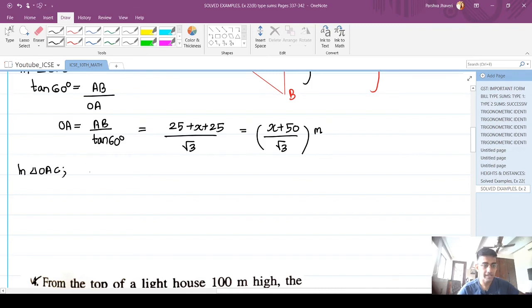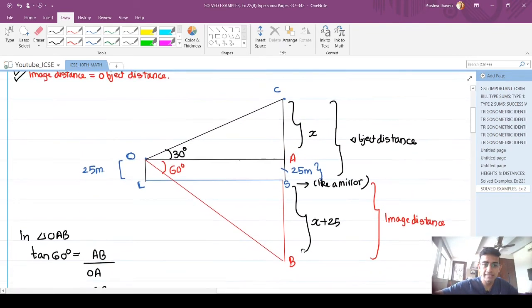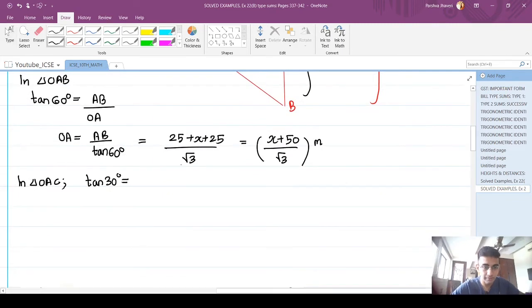In triangle OAC, we get tan 30 degrees is equal to AC upon OA, which is equal to x upon OA. So tan 30 is 1 upon root 3. So OA is equal to x root 3 meters.